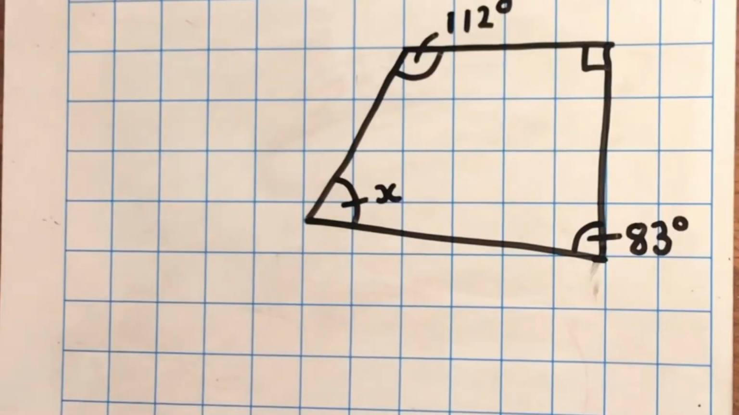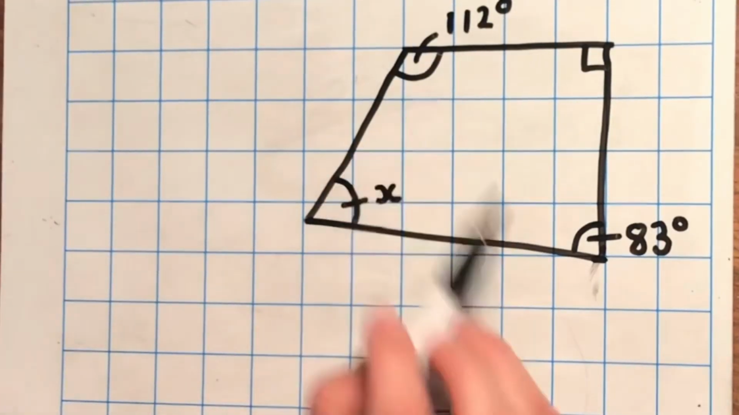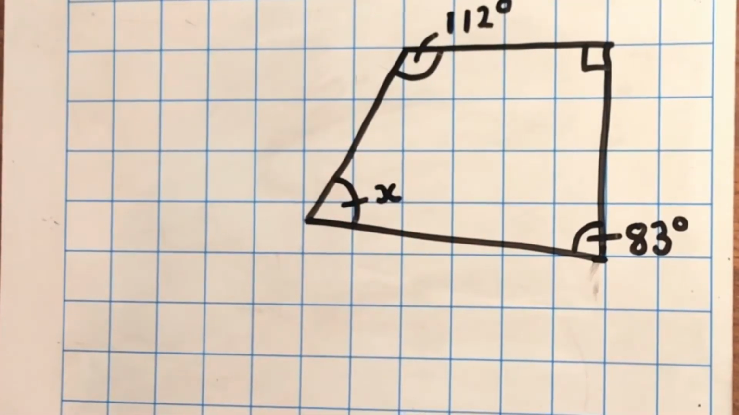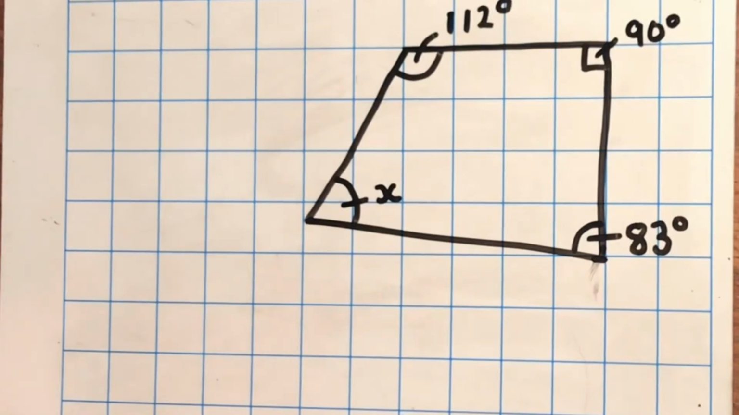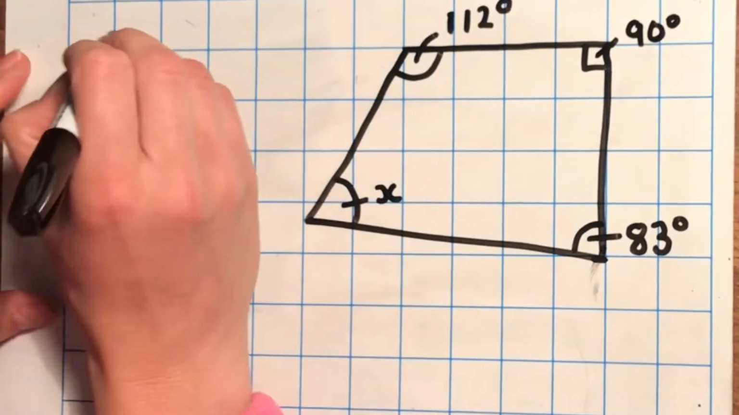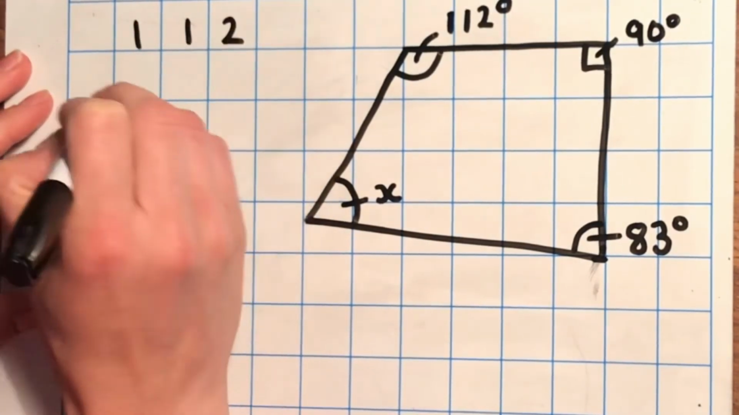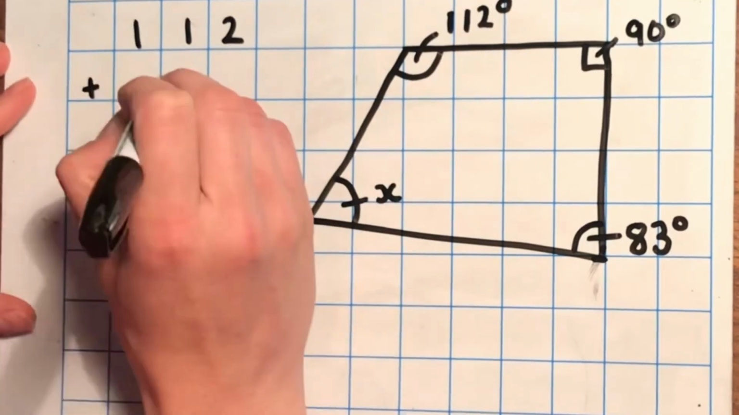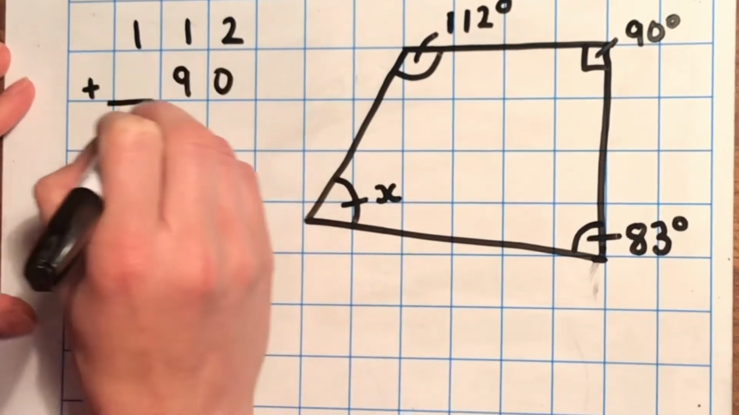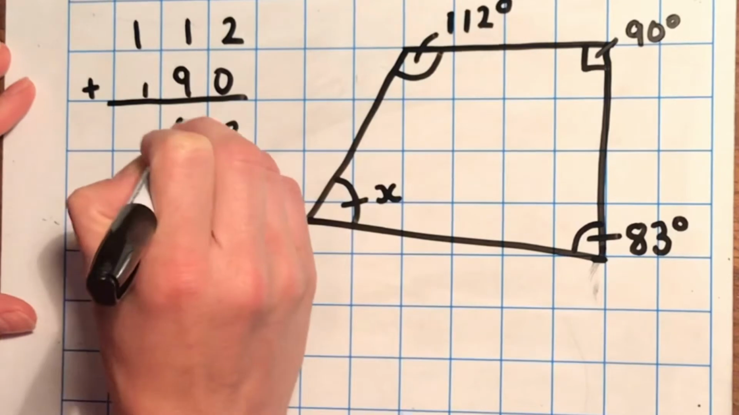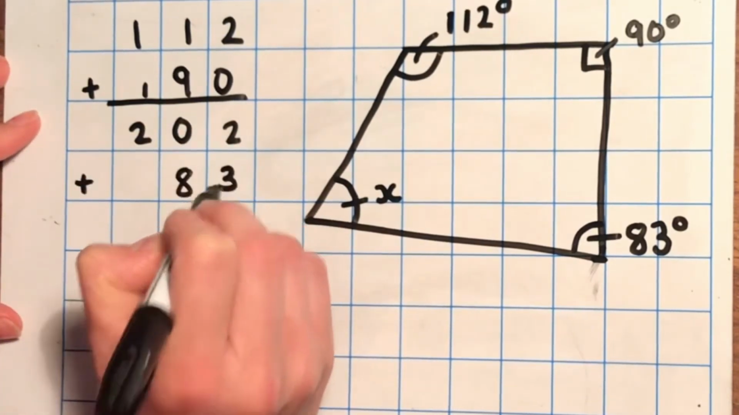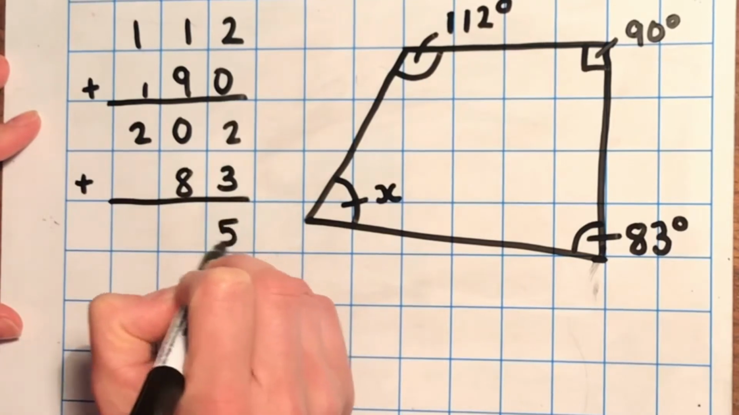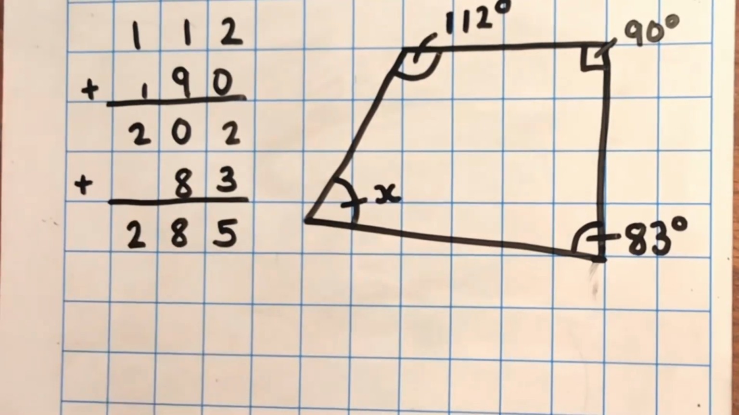So example number 3, we've just got some different numbers to work with here, so we'll go through each step. So first thing, label your right angle 90 degrees. So step 1, add the angles you already know. So I'm going to use my formal method for all of these. So I'm going to start with 112 plus 90. Gives me 202. Then add on my 83. That gives you 285.